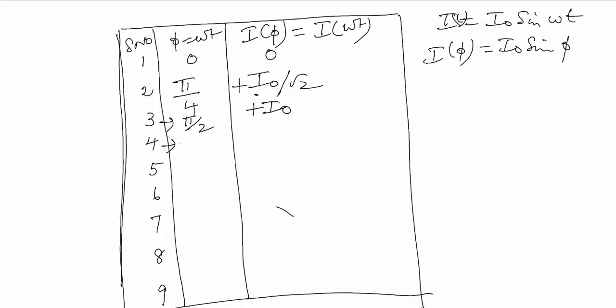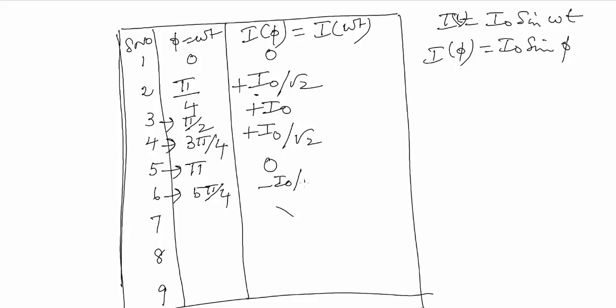The fourth one will be, after pi by 2 it will be 3 pi by 4, for which this will be again I naught by root 2. The fifth one will be, after 3 pi by 4 it will be pi, and that will be once again 0. And then the sixth one will be, after pi it will be 5 pi by 4. This will be minus I naught by root 2. The seventh one will be 3 pi by 2, which means minus I naught.